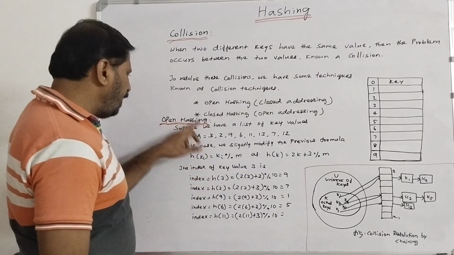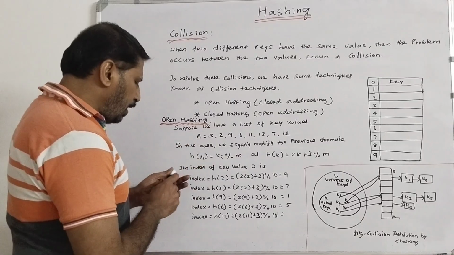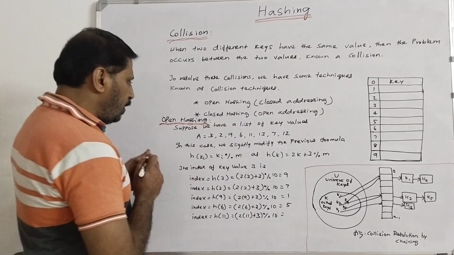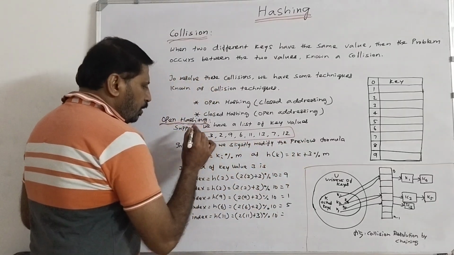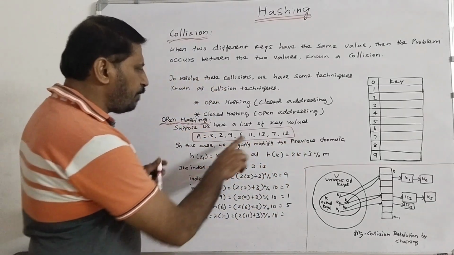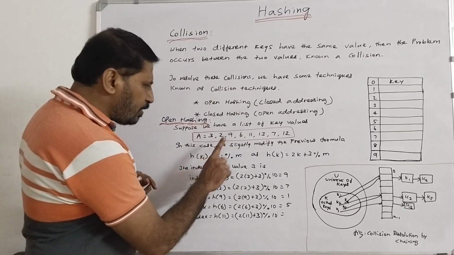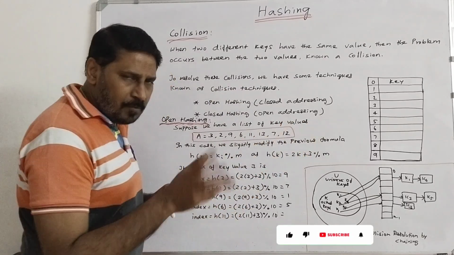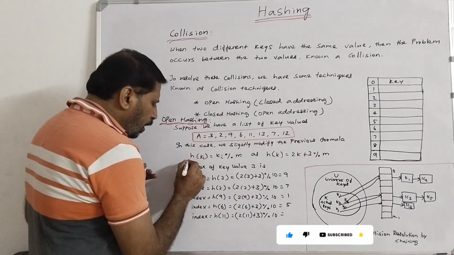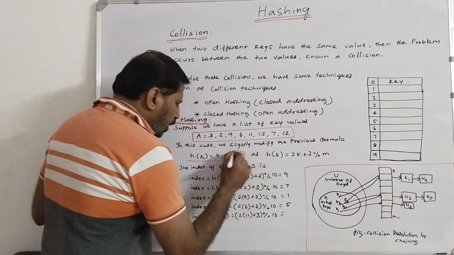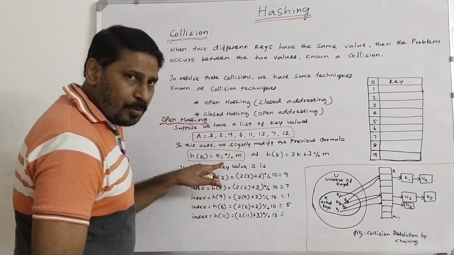Okay. In open hashing, suppose we have a list of key values. These are all the key values which are given: 3, 2, 9, 6, 11, 13, 7, 12. And in this case, we slightly modify the previous formula. In our previous video, we saw one formula. That formula is h of ki equal to ki modulo m. So this is the previous formula.